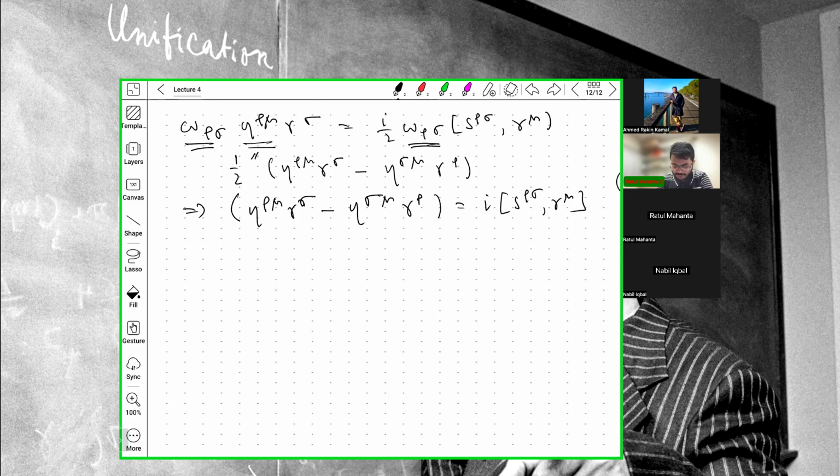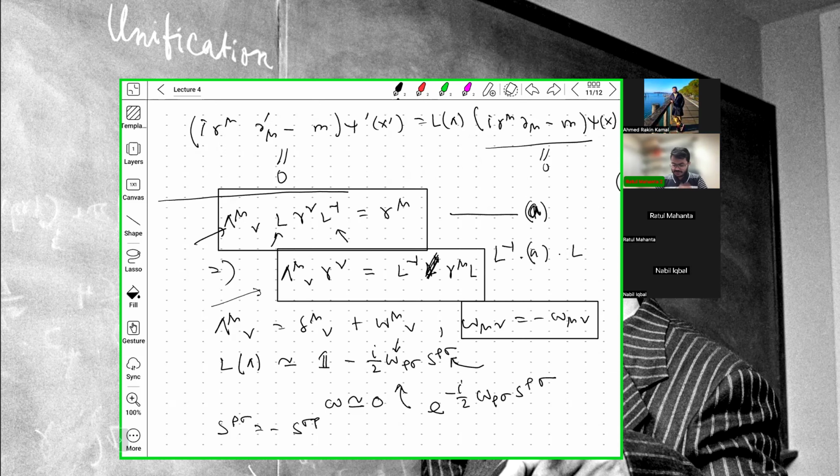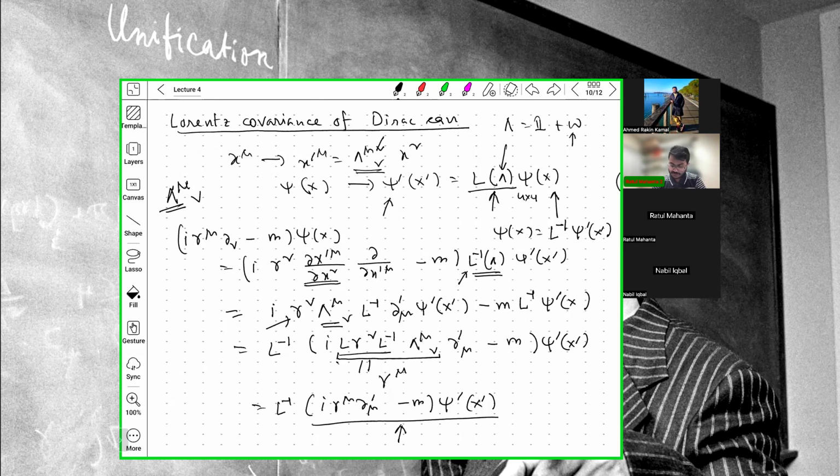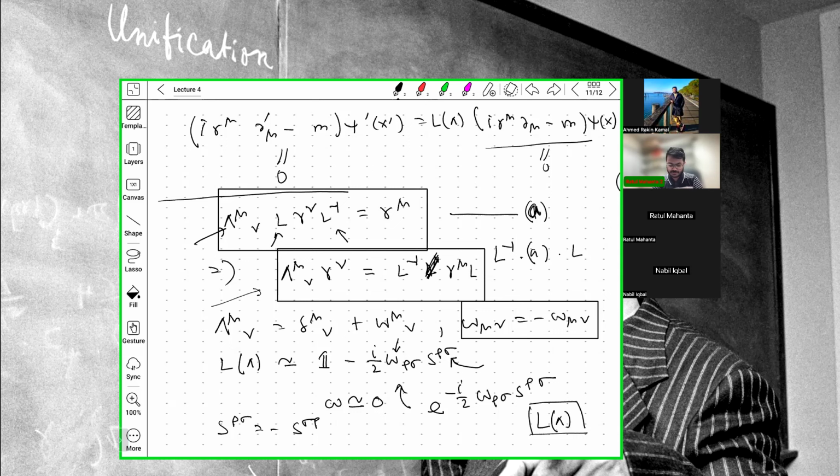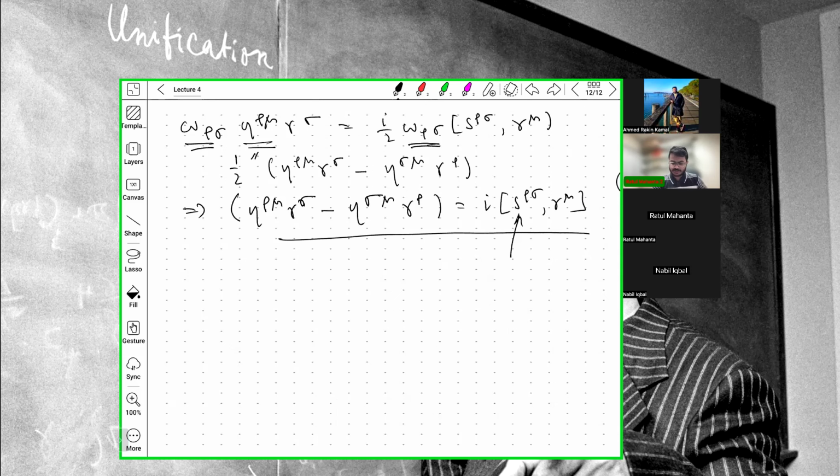So eventually it will lead to the transformation generators, the spin generators. We will see that in the spin representation, as we will call it, L of lambda forms a representation of the Lorentz group. It better be, because it transforms the psi. So we'll call it a spin representation, and the generators satisfy a particular relation in terms of gamma matrices. Gamma matrix properties are known to us, and now the S matrices.